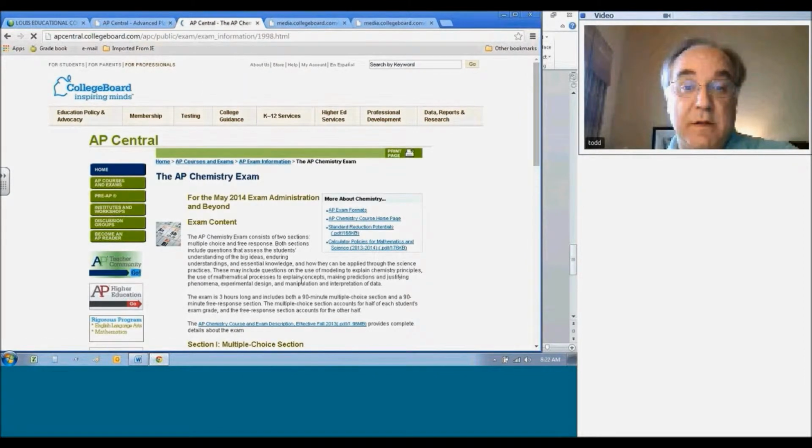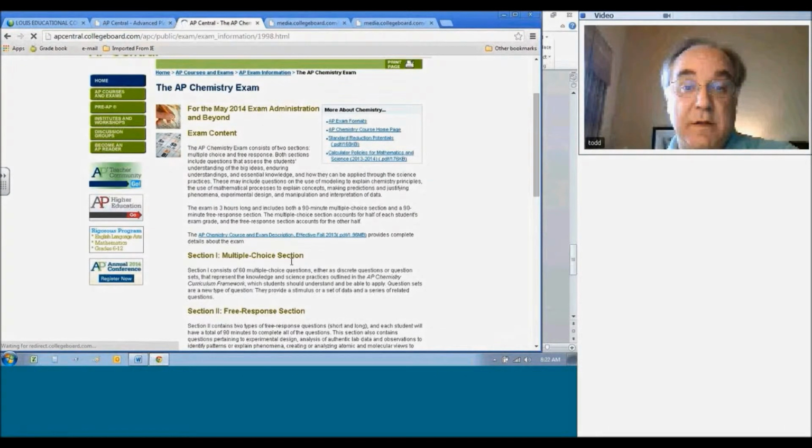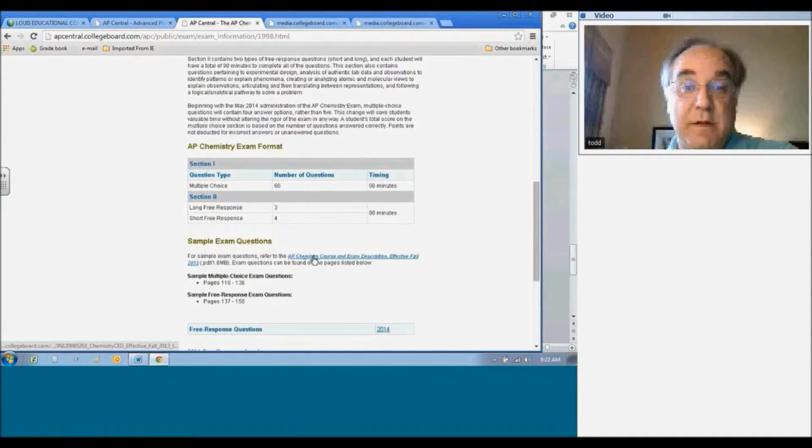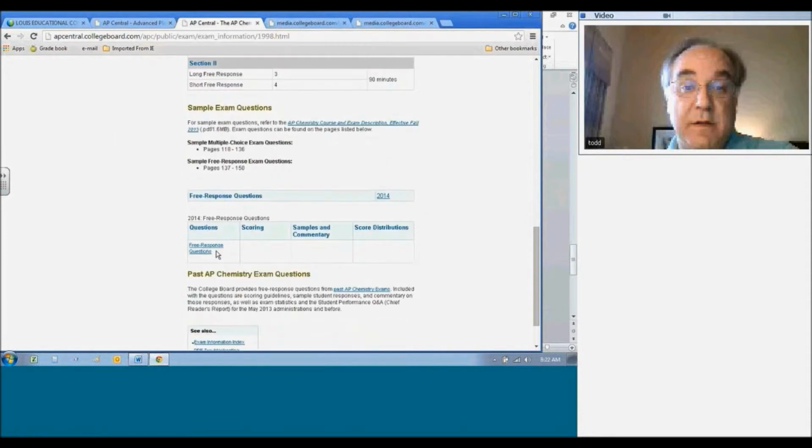And then there's the course description again. Here's the breakdown on the test. And there's the 2014 free response questions. And right here, you can get access to past AP exams from 1999 to 2013. The 2014 scoring guidelines have not yet been published.